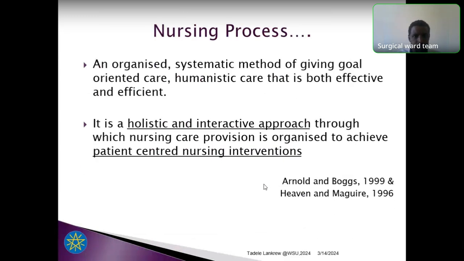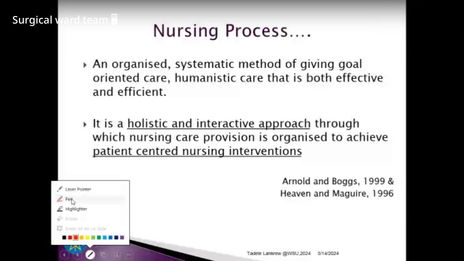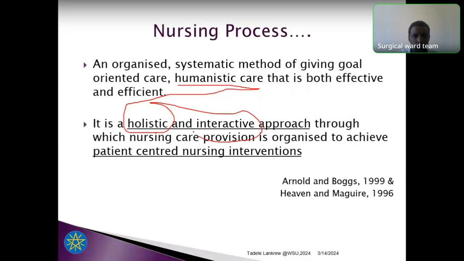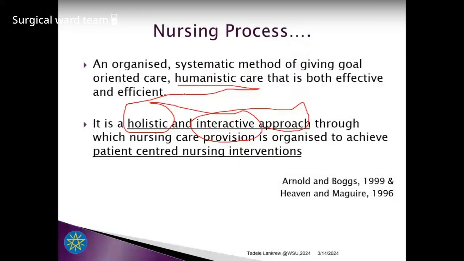It is an organized, systematic method of giving goal-oriented care and humanistic care that is both effective and efficient to manage identified problems. Therefore, the nursing process is a humanistic care. That means it is a holistic care and interactive approach to manage the identified problem. Humanistic care means that it focuses on both human response as well as disease response.